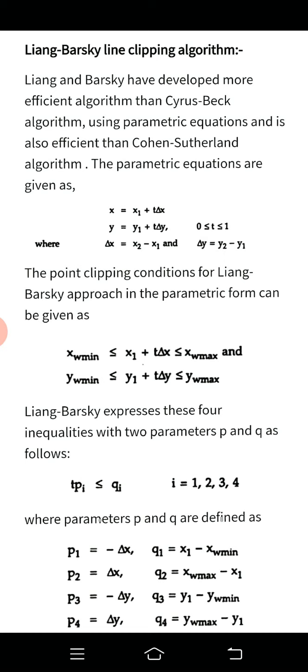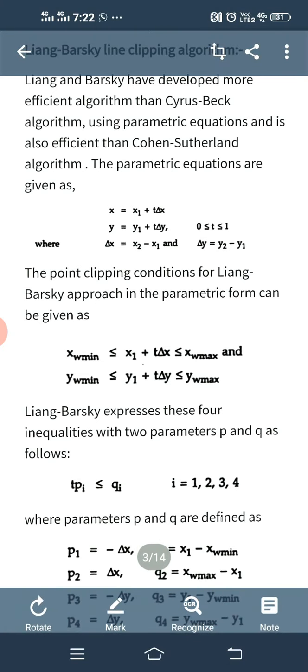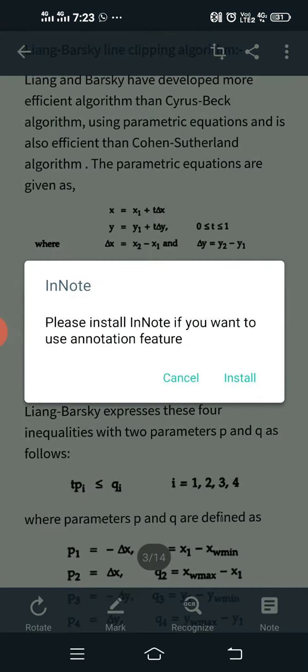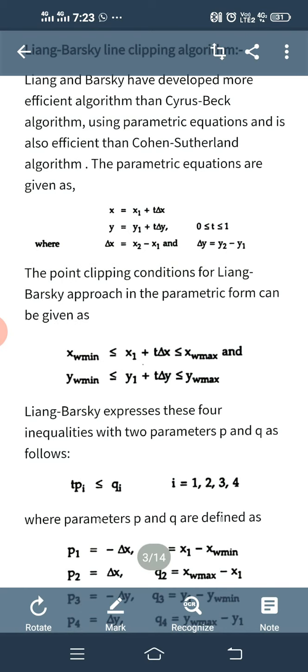Now here xw min and xw max are the values of the x coordinate for the clipping window, and yw min and yw max are the values of the y coordinates of the clipping window. The value of our parameter x1 plus t delta x lies between the minimum and maximum values of the x coordinate. Same for y1 plus t delta y: the value of y1 plus t delta y lies between yw min and yw max.